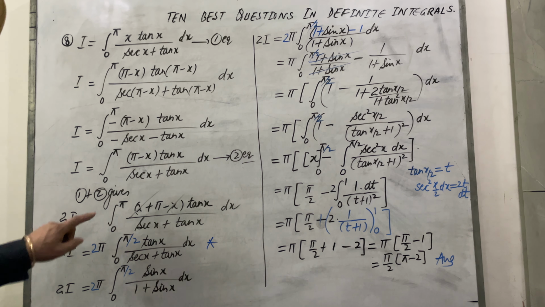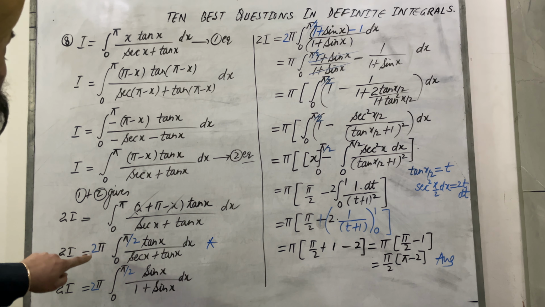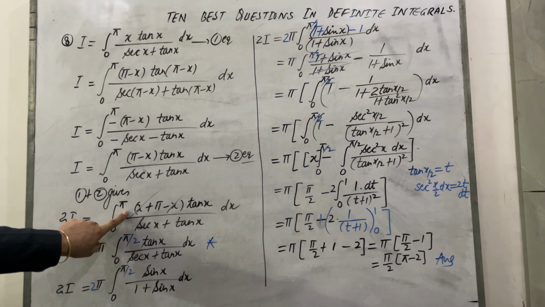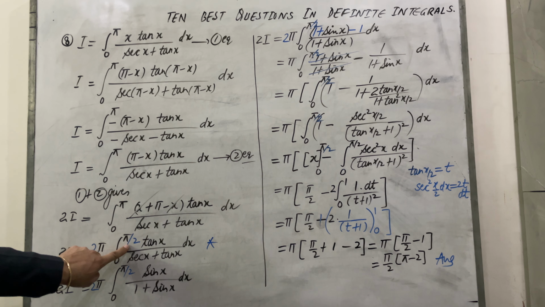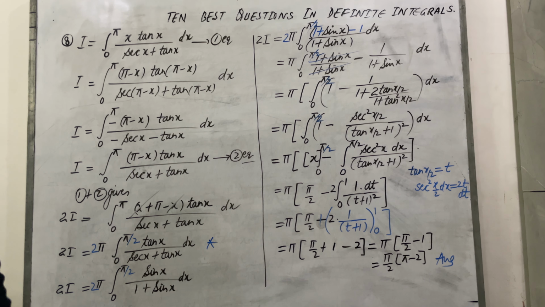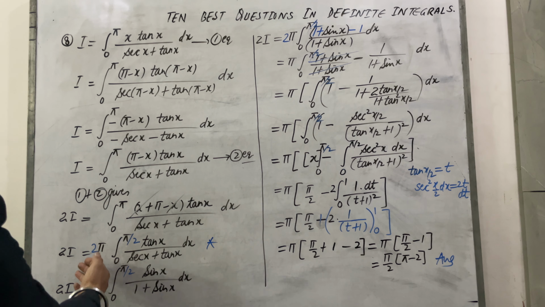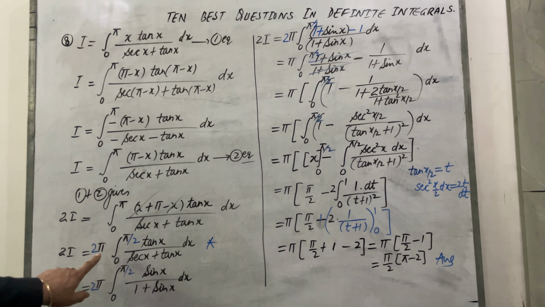That's why we can pick 2 as common from here, and you can see here in blue I have written 2. Thereby reducing the upper limit of integration to its half, it becomes pi by 2. This pi we have already taken outside. So I'm left with tan x upon sec x plus tan x. So I have reduced the upper limit of integration to its half, thereby taking 2 outside.